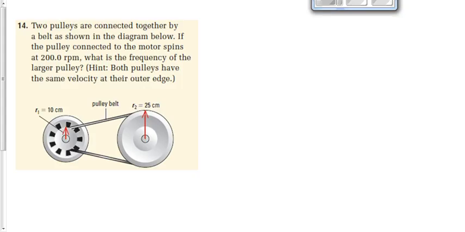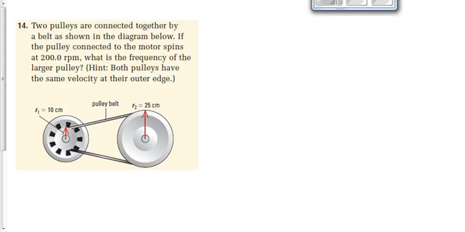I'm not sure that they should have given us that hint. We maybe should have figured that out ourselves, but in the end, they give us the hint, so we'll go with it. It says both pulleys have the same velocity at their outer edge. That's actually not quite right. Their intent for the statement is correct, but they made an error in a word that they used there.